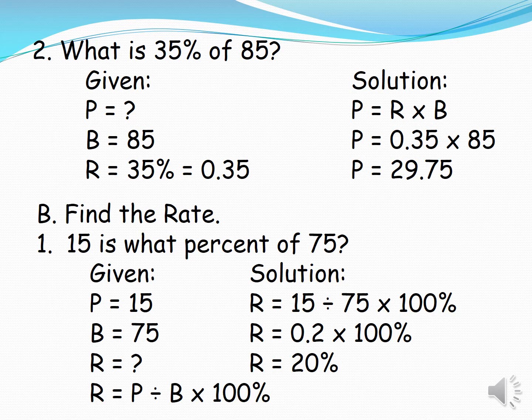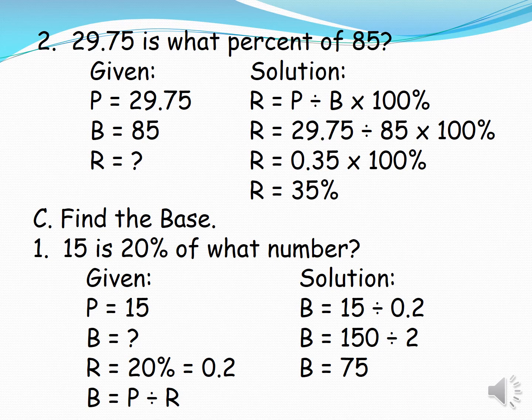Letter B. Find the rate. Number 1. 15 is what percent of 75? Given percentage is equal to 15, base is equal to 75, rate is unknown. Finding the rate, we have percentage divided by base times 100%. So here is our solution. Rate is equal to 15 divided by 75 times 100%. So rate is equal to 2/10 times 100%. So rate is equal to 20%.